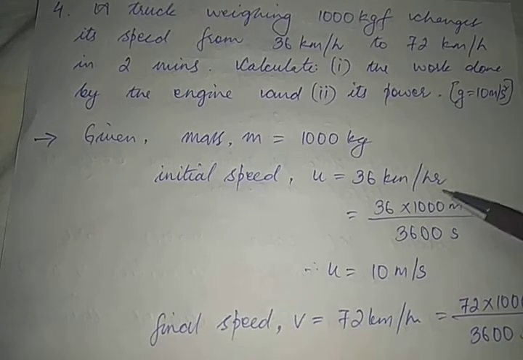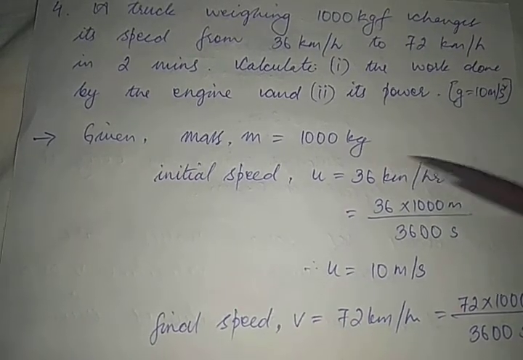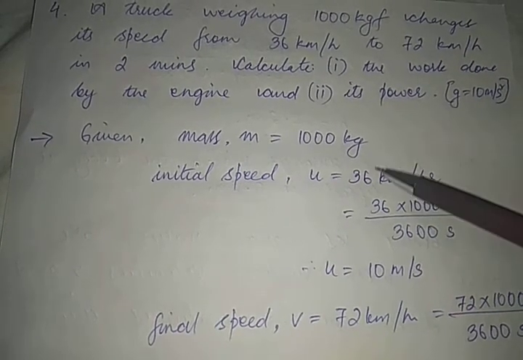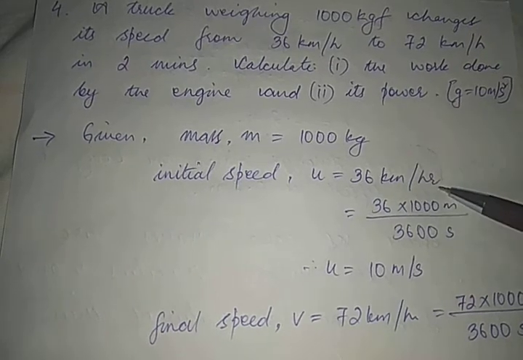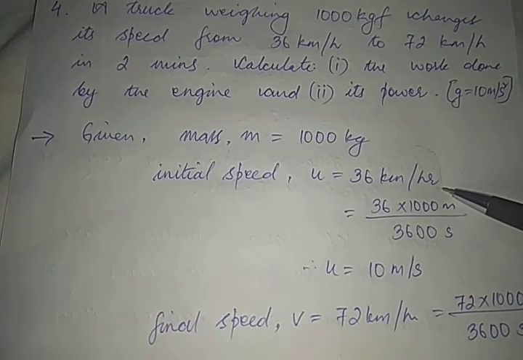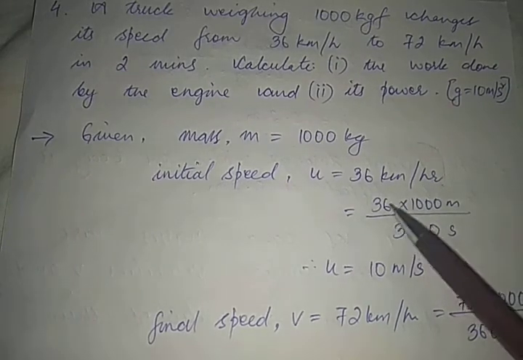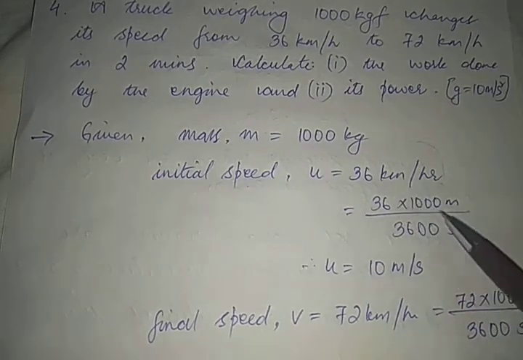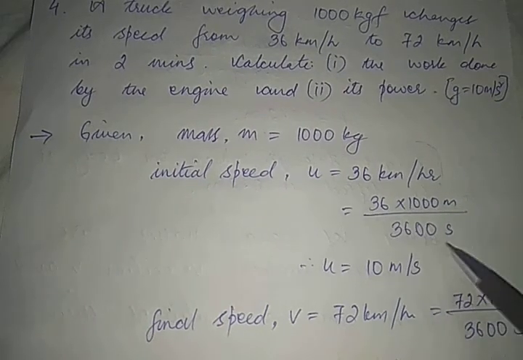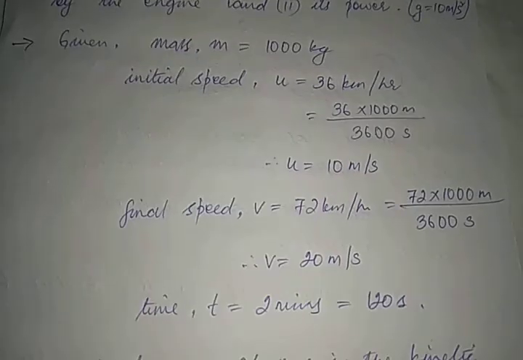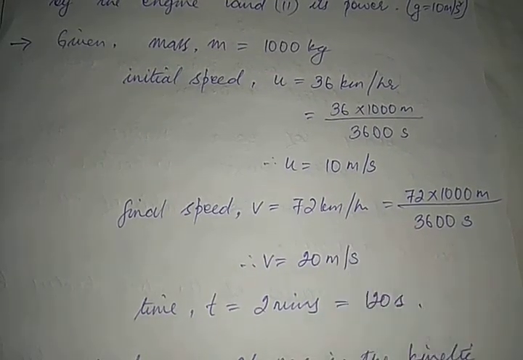So 36 km per hour, this is not SI. Kilometer per hour is not the SI unit for speed. So we need to convert this to meter per second. So kilometer per hour is 36 into 1000 meters, because 1 kilometer is 1000 meters, divided by 1 hour, which is 3600 seconds. So u comes out to be 10 meters per second. Likewise, final speed v is 72 km per hour. I've converted this also to meter per second, which is 20 meters per second.